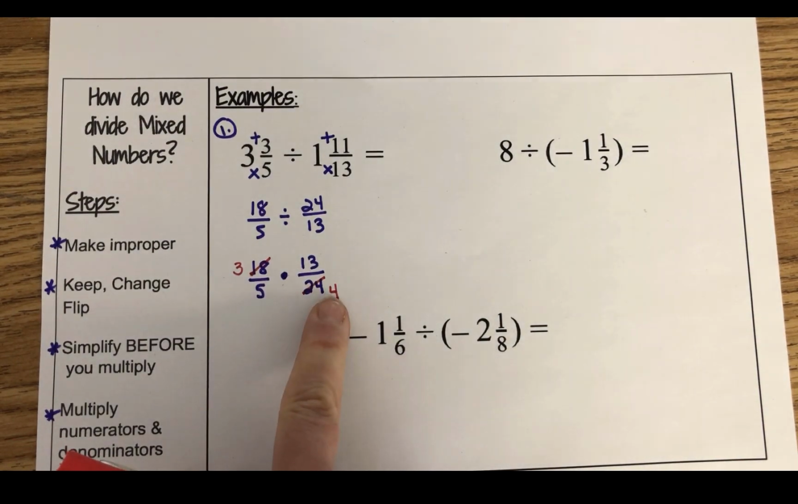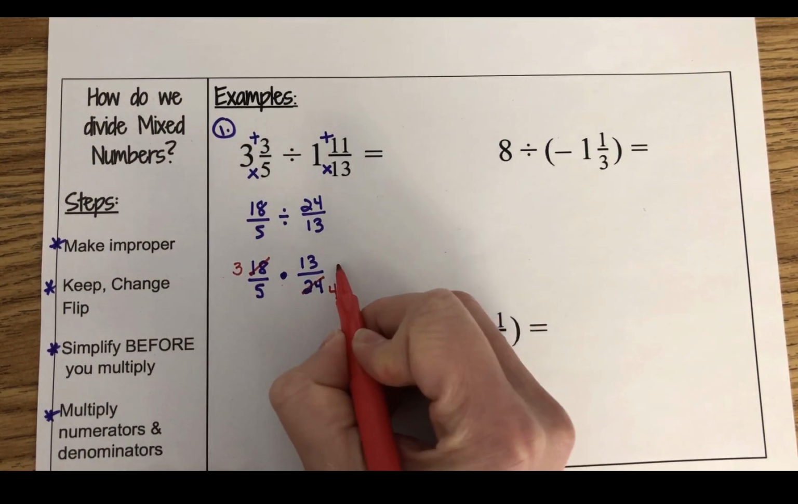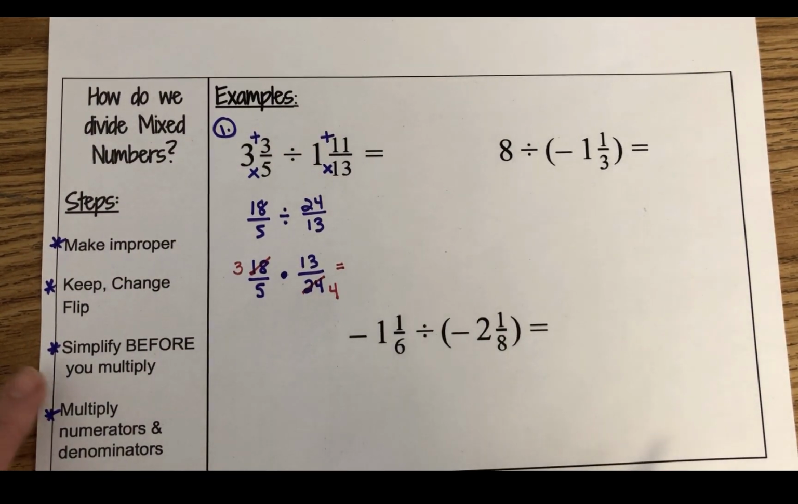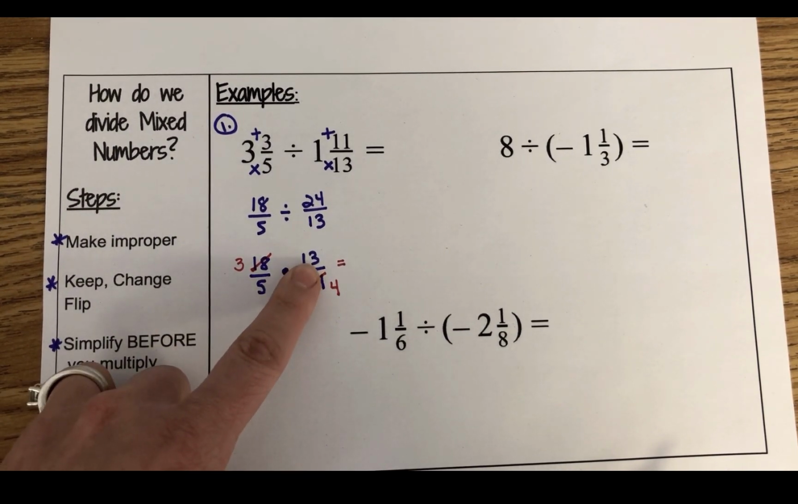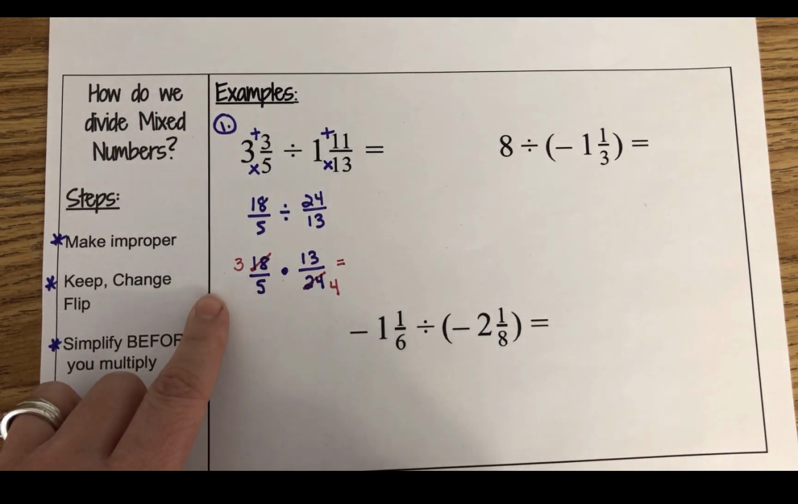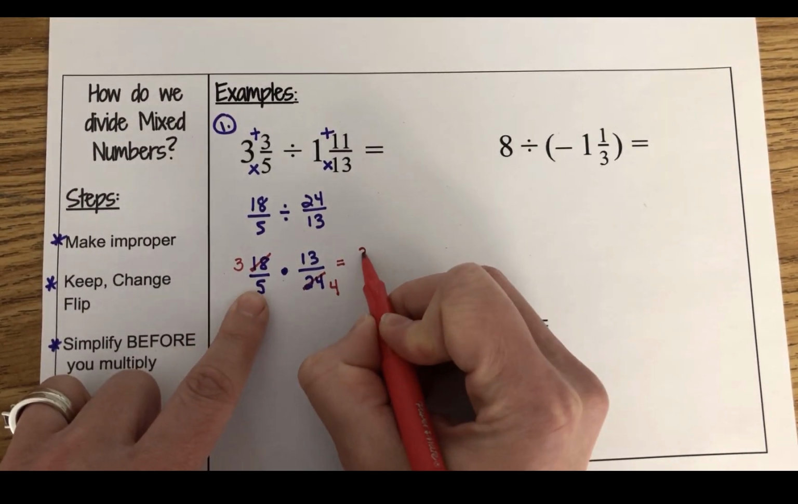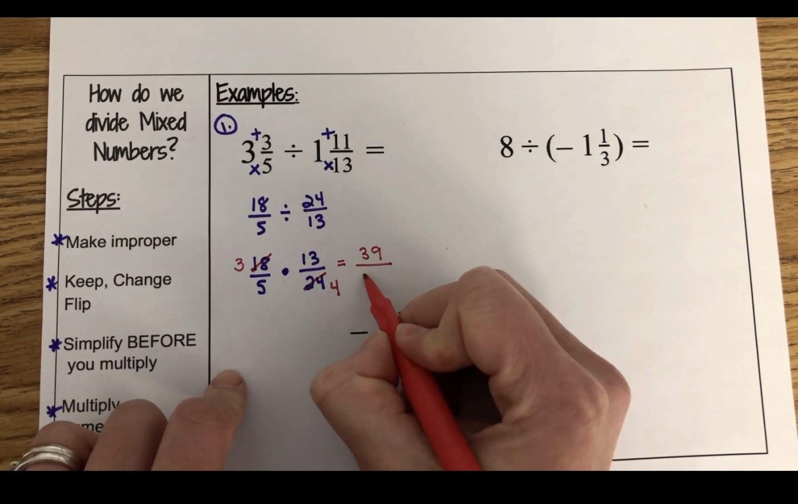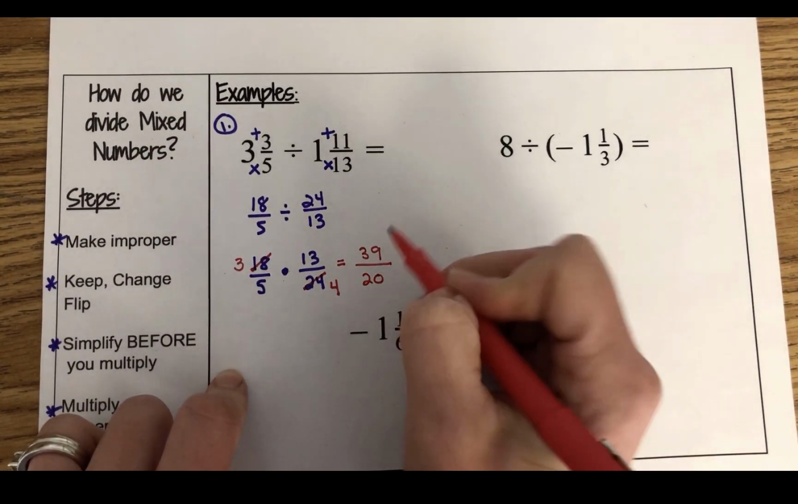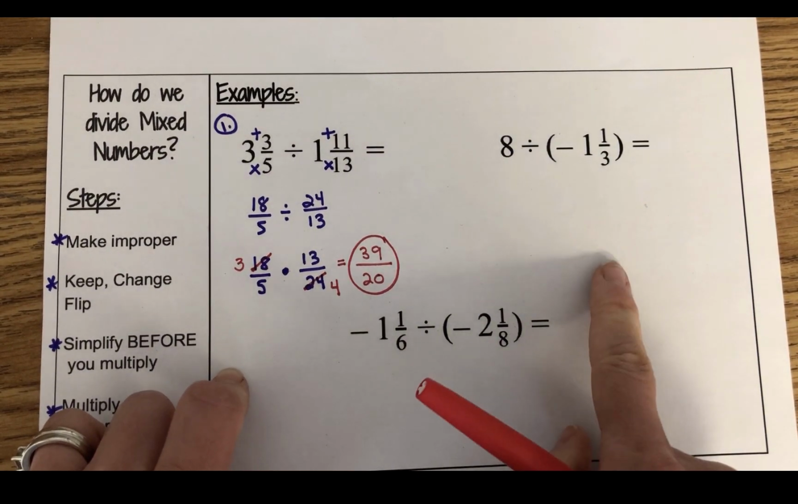Then 13 and 4, do they share a factor? Not outside of 1. How about 13 and 5? They only share 1. So now I am ready to multiply my numerators and then denominators. So 3 times 13, well, 3 times 10 is 30, 3 times 9 is 9, so 39. And 5 times 4 is 20. There's my final answer. Let's look at example 2.